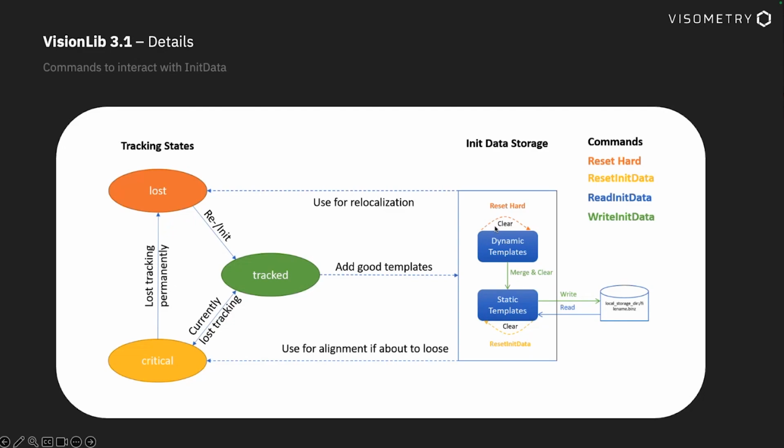The reasoning is that a user might have collected incorrect data for reinitialization when tracking was not behaving correctly, so that reset hard gets you in a known safe state. If you call reset init data, we clear both the dynamic and the static templates, but don't do anything else. If you call read init data, it reads the file and appends it to the static templates. And if you call write init data, we first merge the dynamic templates with the static templates and then write the result into the file name that you supplied.